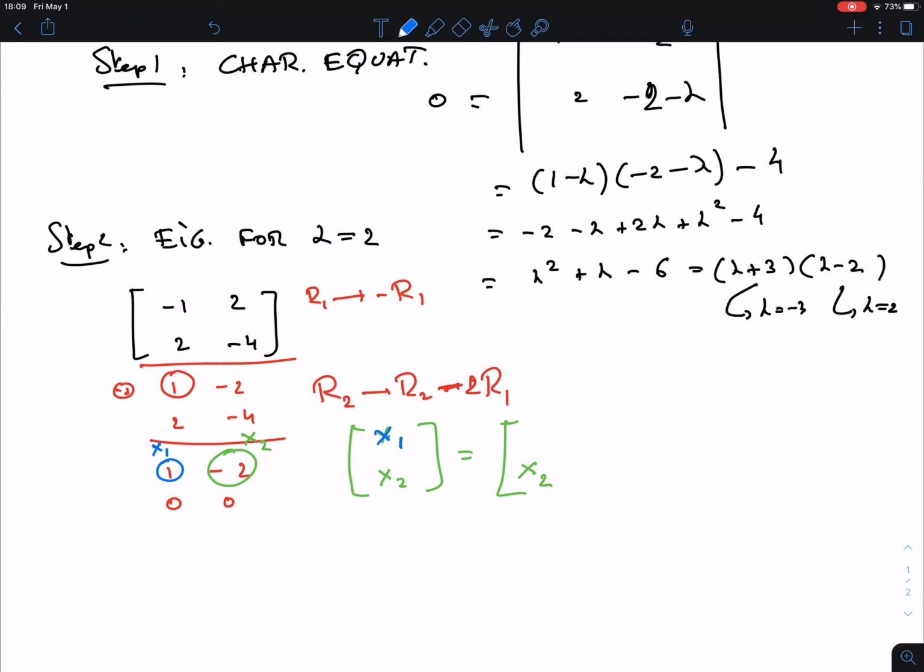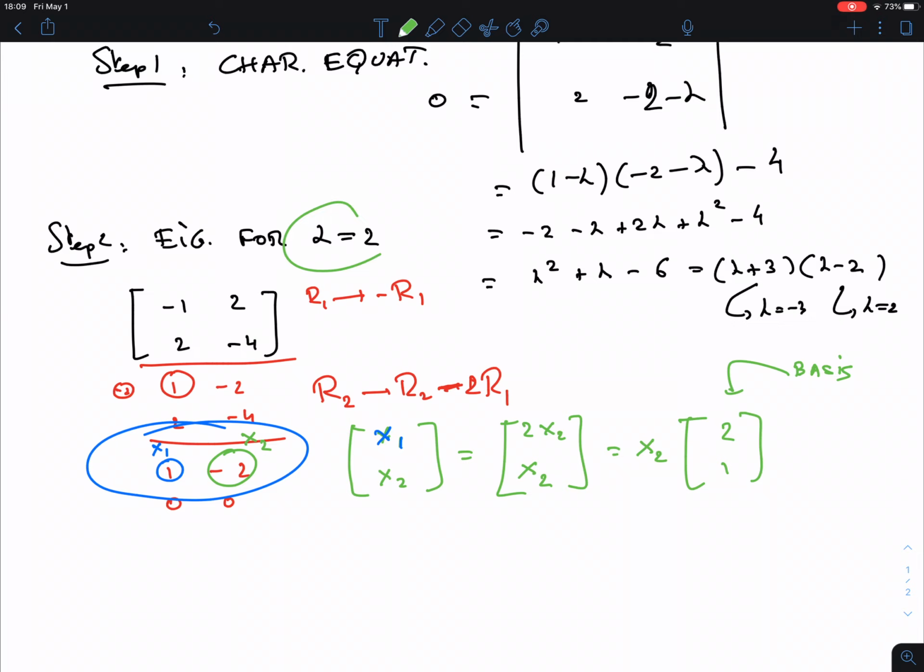So how do we do this? Well, we have this equation. It says that x1 minus 2 times x2 is 0. So in other words, x1 is 2 times x2. So this in green now, that is 2 times x2. And then you factor out x2, and there should only be x2 here, nothing else. If there's something else than the free variable, you forgot to do something or you did it wrong. So I get 2, 1, and this is our basis vector for this eigenvalue.